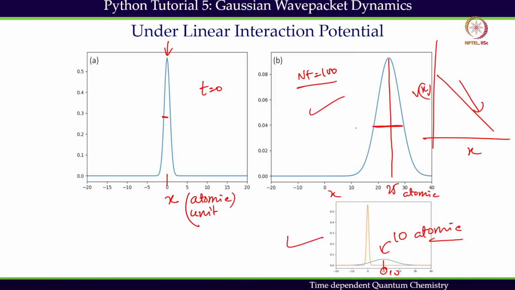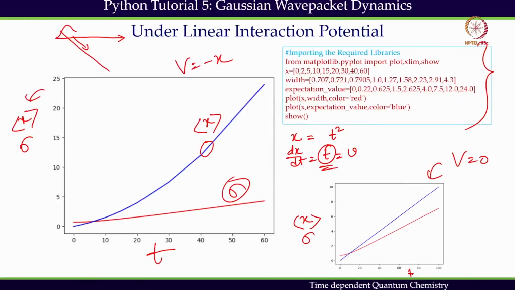Both are spreading out, but in the zero interaction potential its velocity was constant, whereas the particle experiencing a linear potential of this kind, a minus x kind of potential, is accelerating. If it is a plus x kind of potential the situation can be different, but for a minus x potential it is accelerating, and that is quite expected. And because it is accelerating, the mean position is nonlinear with respect to time.